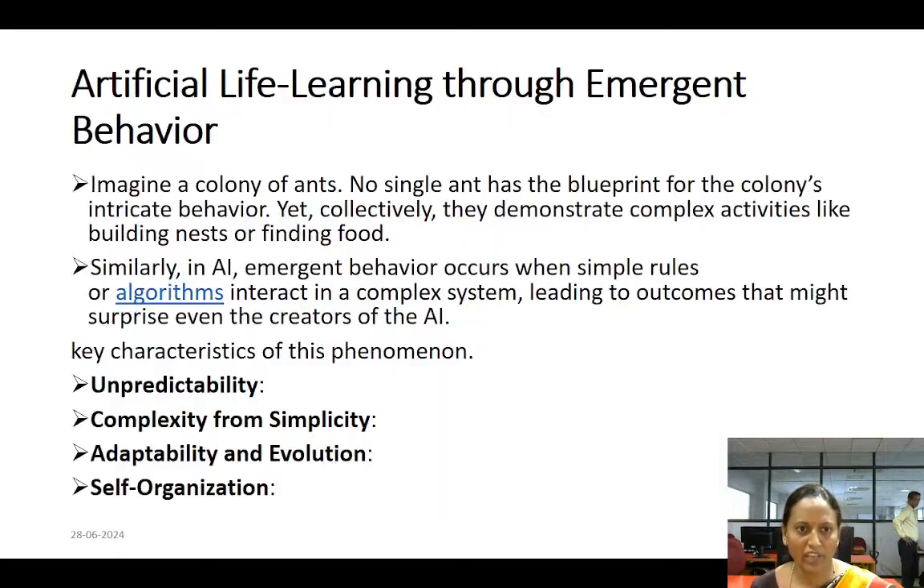And in the 4th unit we have artificial life, learning through emergent behavior. Here it mainly concentrates on the artificial behavior of human beings, and we try to study some of the characteristics like unpredictability, complexity and simplicity, adaptability and evolution, and self-organization. These are the characteristics we are going to have under artificial life learning, and we are going to study some of the emergent AI algorithms on this.